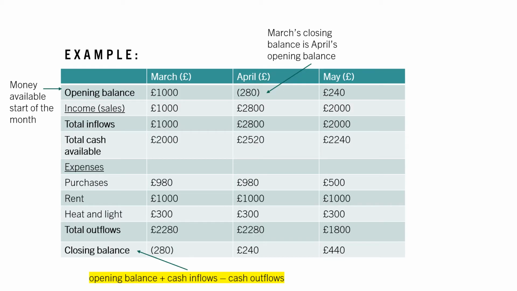Now, the outflows that the business had were purchases, rent, heat and light, and the total of that was £2,280. Now, to work out the closing balance, you do opening balance plus the cash inflows minus the cash outflows. Opening balance is the money available at the start of the month, and as we can see, in March their closing balance was minus 280. Now, whenever there's a minus, that does show that the business is not able to meet their short-term cash needs. And we can see that in April, because their closing balance in March was minus 280, that's how much money there is at the beginning of April. So March closing balance is April's opening balance.